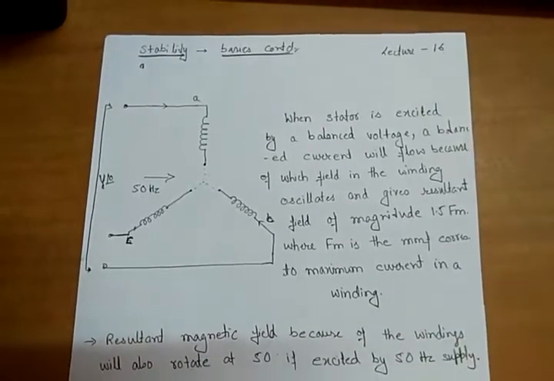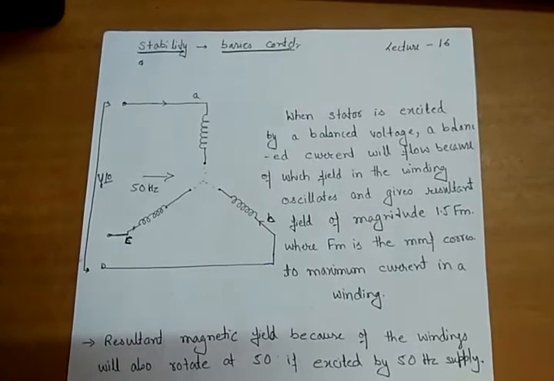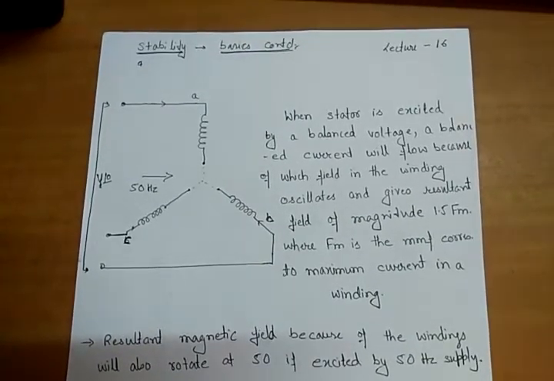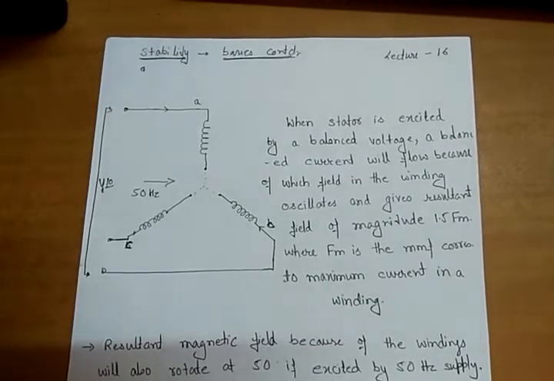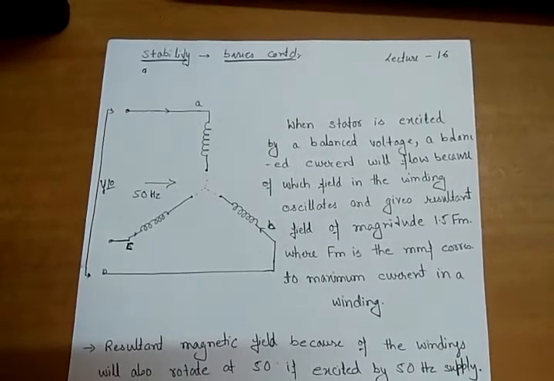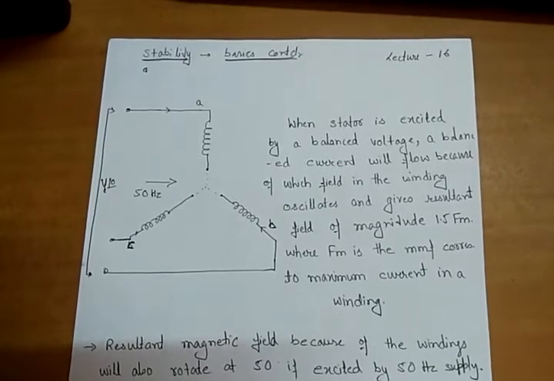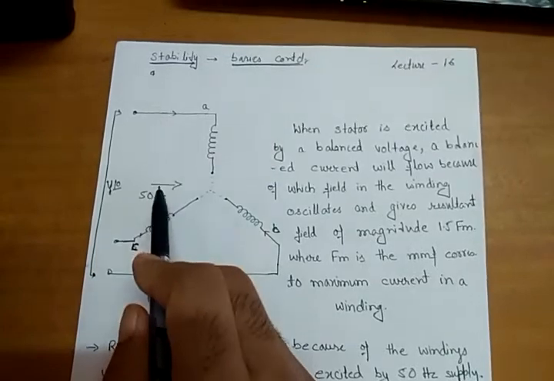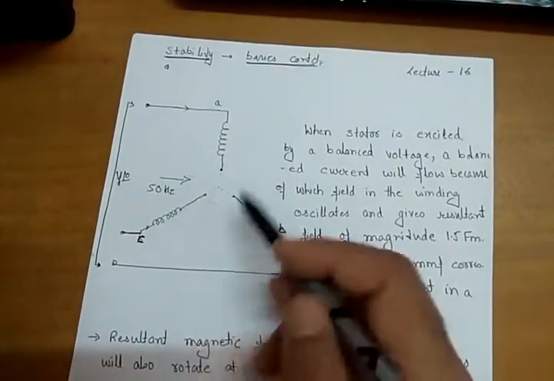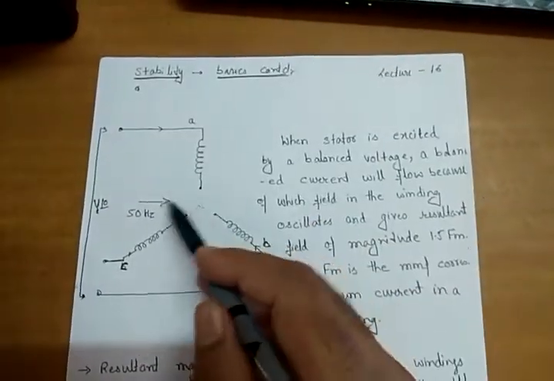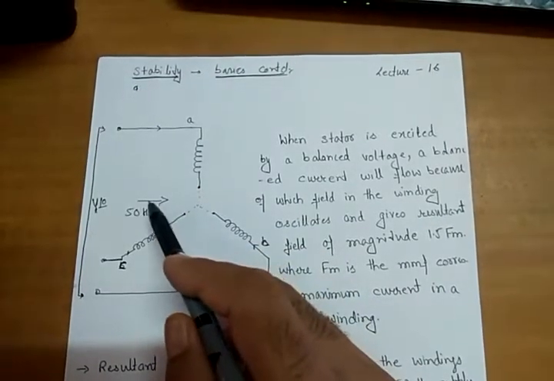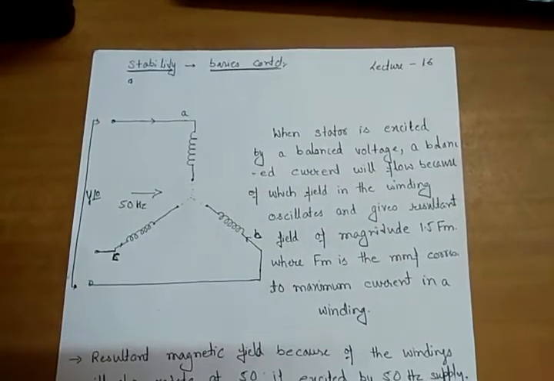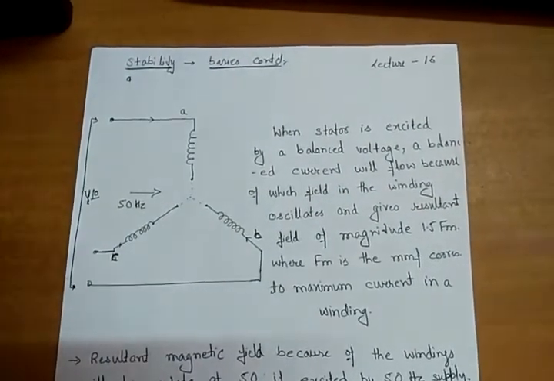Okay. Now this resultant magnetic field, as you can see, is because of the windings, which also rotate at a speed of 50 if excited by a 50 Hertz supply. If this is excited by a 50 Hertz supply, the resultant magnetic field will also rotate at the same speed, depending upon the frequency with which you are exciting it.